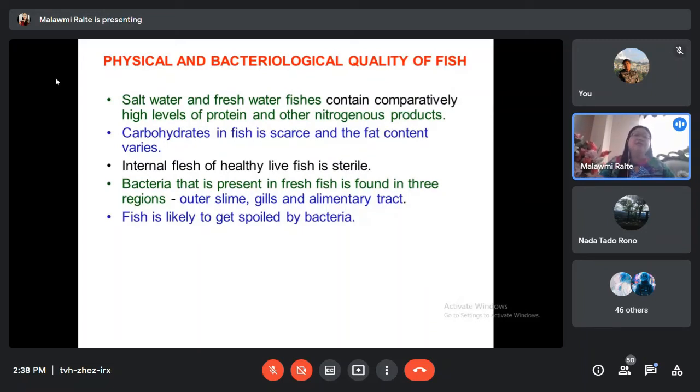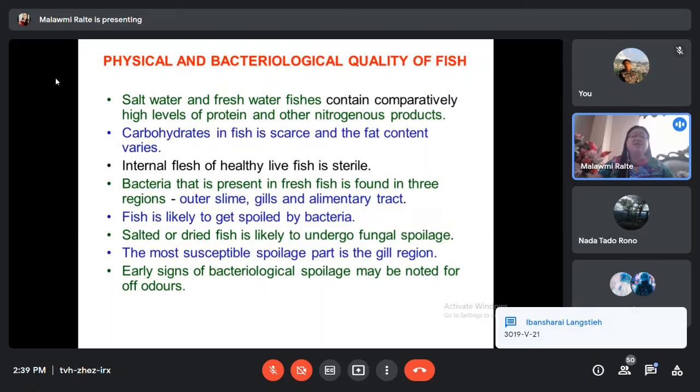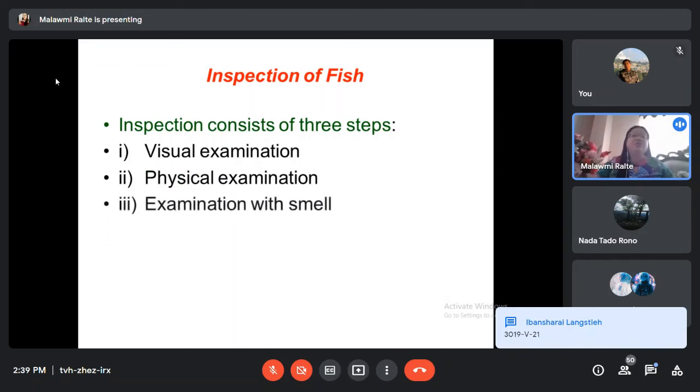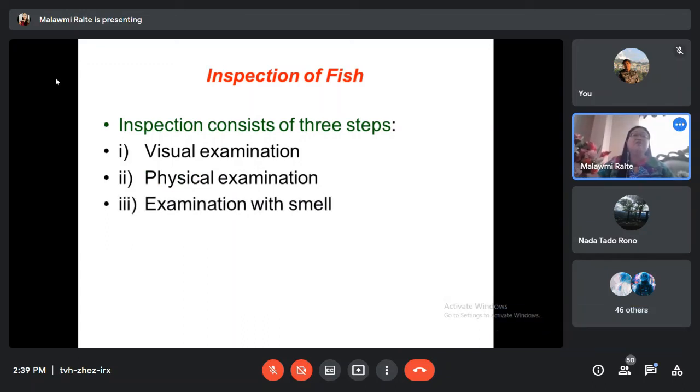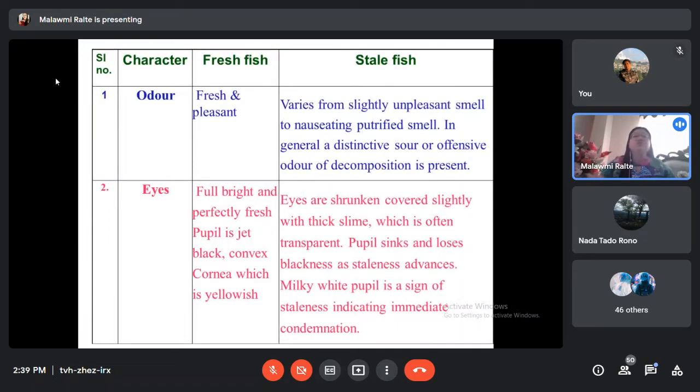So fish is likely to get spoiled by bacteria, and salted or dried fish is likely to undergo fungal spoilage. And the most susceptible part for spoilage is the gill region. Then an early sign of bacterial spoilage may be noted by off odor. If you get some pungent smell, that is the early sign of bacterial spoilage. So fish inspection can be done by three methods, that is visual examination, physical examination, and examination with smell. There are two categories of fish, that is the fresh fish and the stale fish.